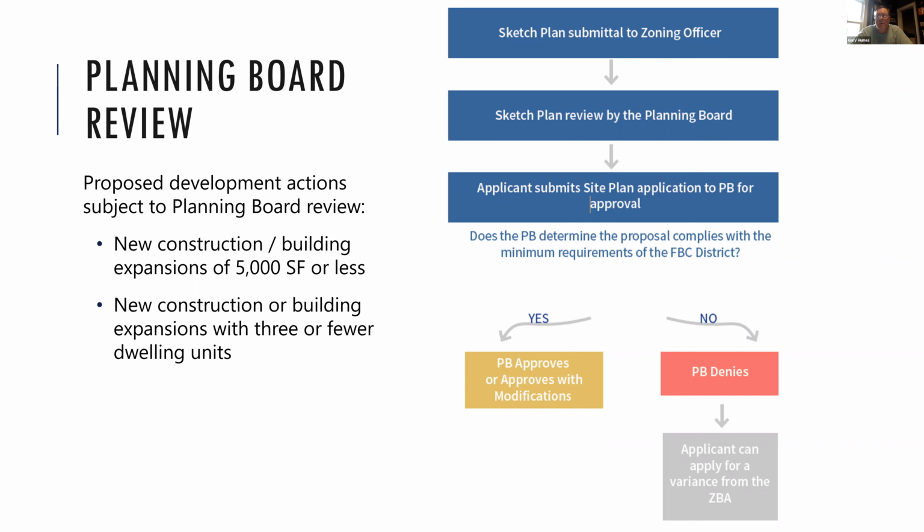So a question here, for things that come before the planning board right now where there is a variance that's required, that always goes to the zoning board first. And they approve or deny the particular variance. And until that variance is approved, the planning board doesn't take action.